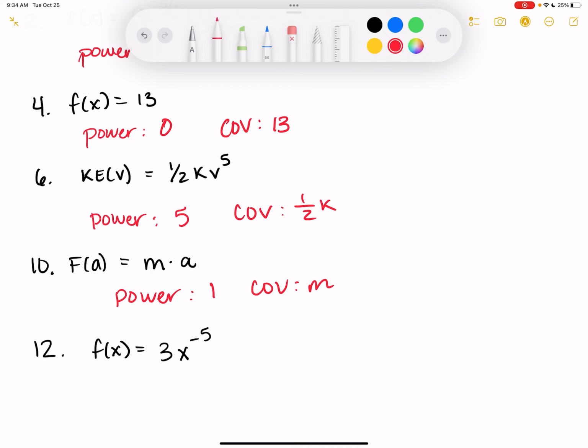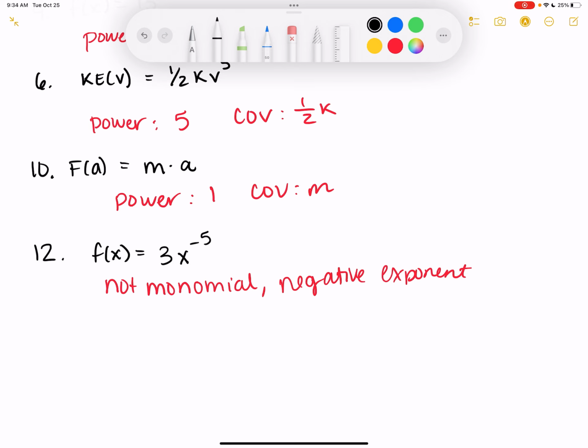It's not monomial because there's a negative exponent. Oh, that makes sense. That's why I was checking to make sure that I had that right, because everybody keeps saying yes. Number 14. Wait, so does it have the same rules as the other? Yes.